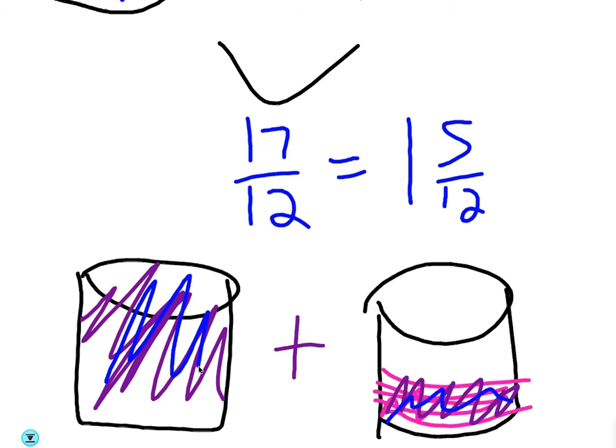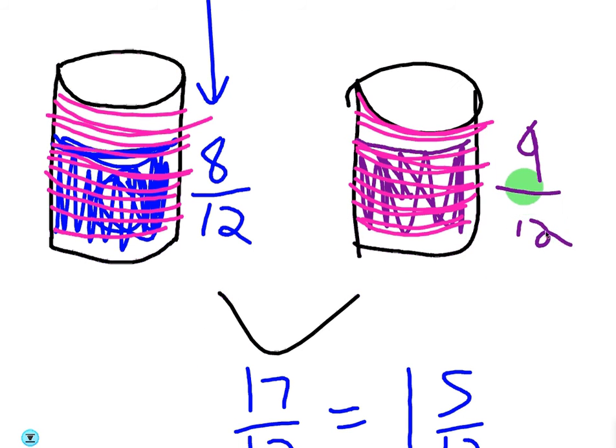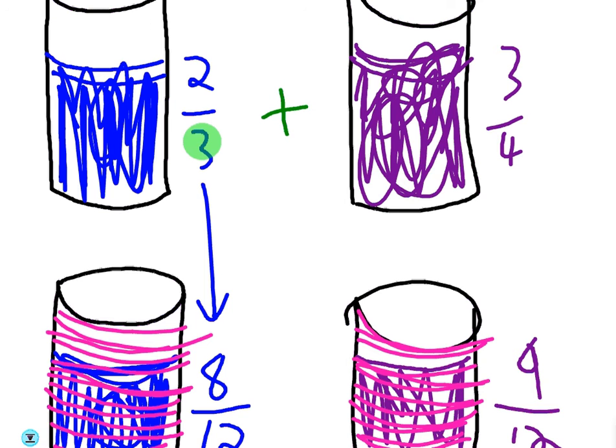And so all you got to do is multiply the denominators. That's it. So if you multiply the 4 and the 3, you'll have the same equal number of parts, and you can add the numerators. That's what we're going to be doing today.